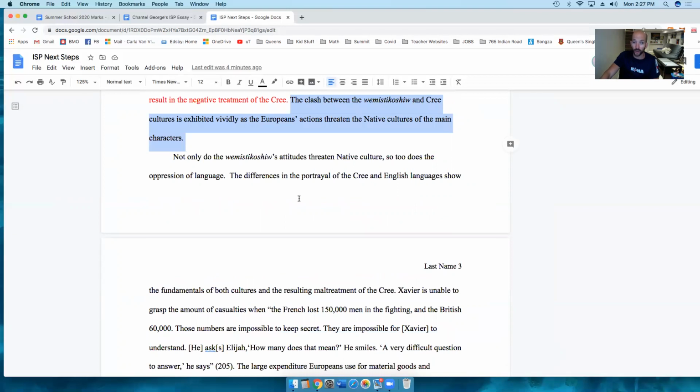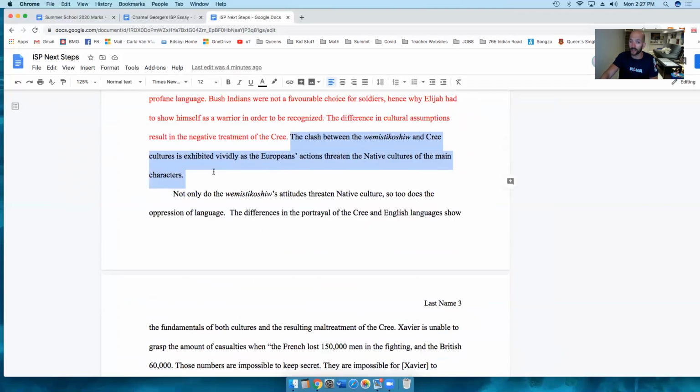Before I proof it, I just want to draw your attention to how to transition between paragraphs. Here's a great strategy.